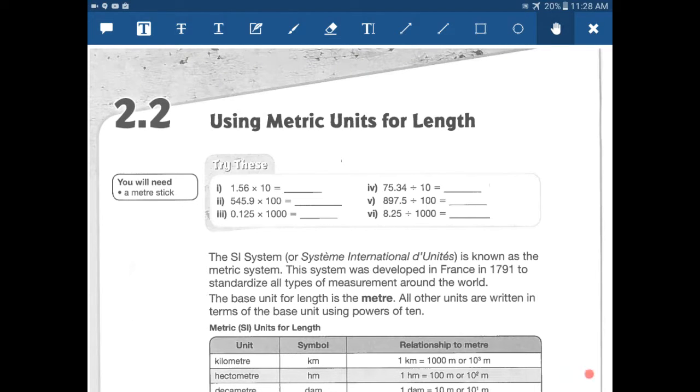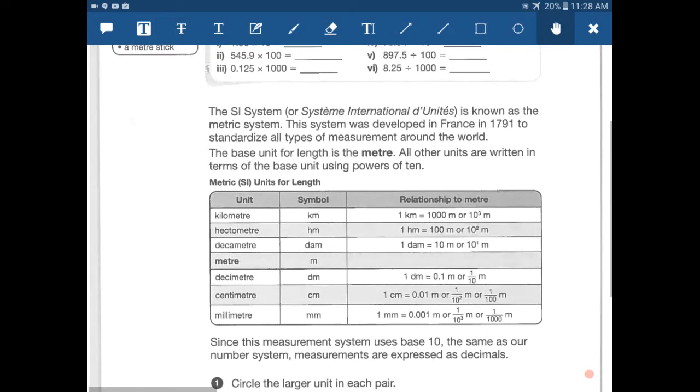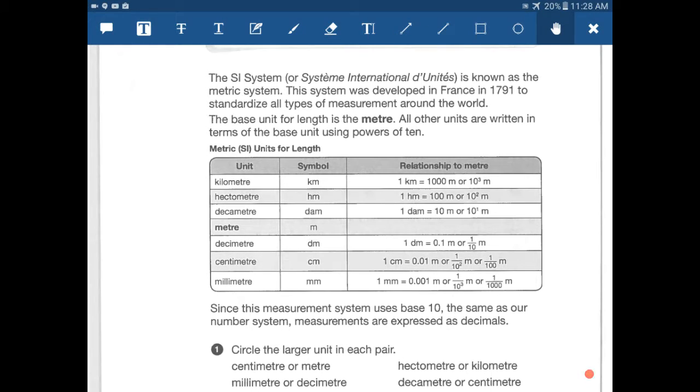Okay, everybody, we're going to look today at how to use metric units for length. You'll notice throughout this course of study that we're talking about SI or metric units. The SI system is known as the metric system, and that's what we use mostly here in Canada. If I scroll down here a little bit, you'll see these are a lot of units you're familiar with. You've probably been converting these for years between meters, kilometers, centimeters, millimeters.